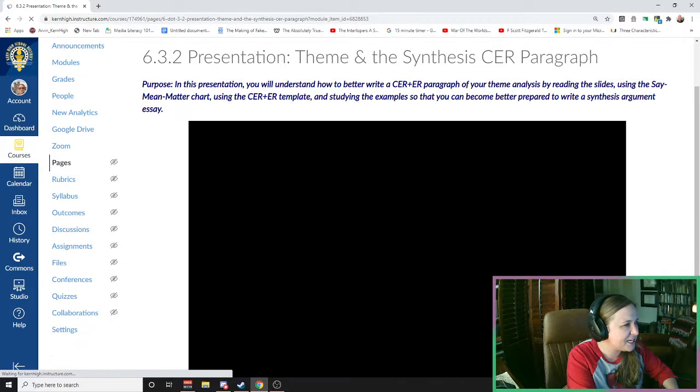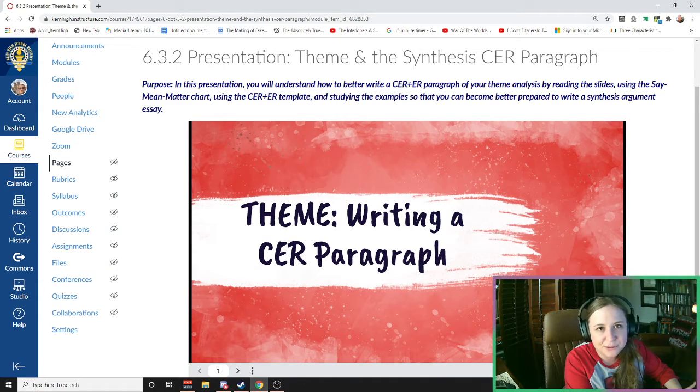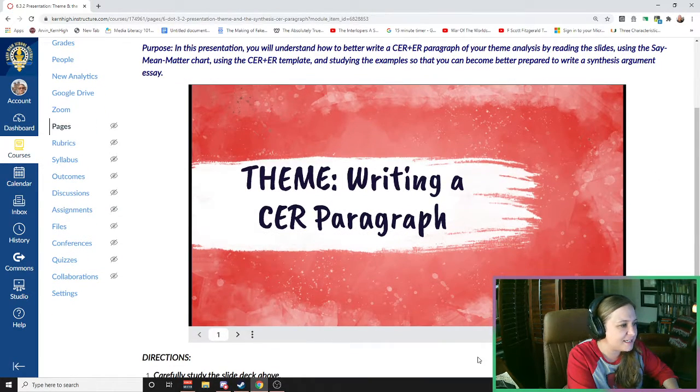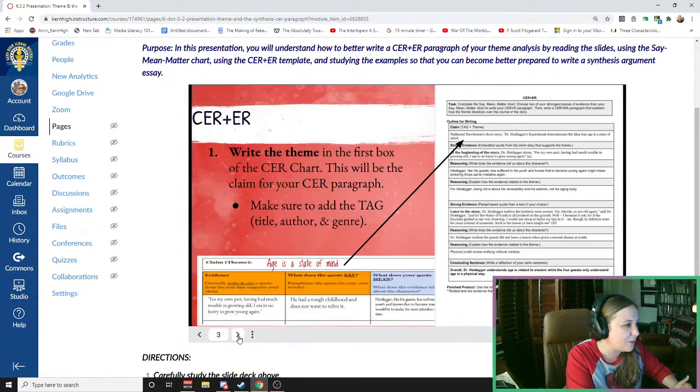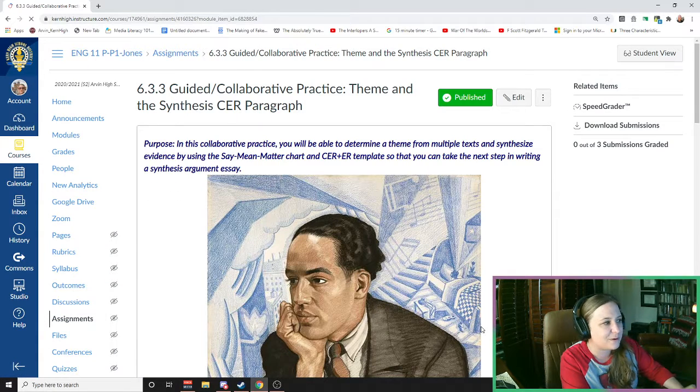Now, this presentation right here, I'm not going to spend too much time on it because it goes over writing a CER paragraph, which we've covered extensively this year. But it primarily focuses on theme and synthesis. If you're still confused or struggling with this, this is more of a review. You can come back and flip through these slides, and hopefully they'll help you out if you need that extra help. But I'm just going to show you what I expect of you right here.